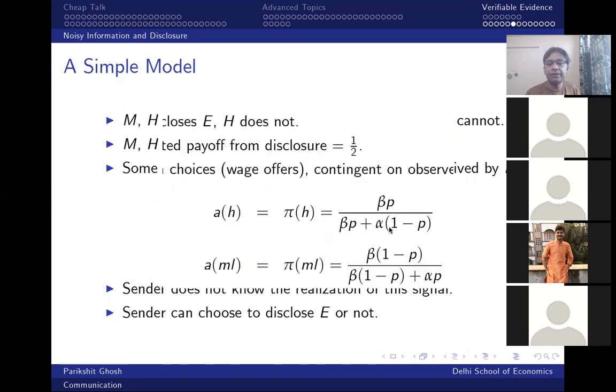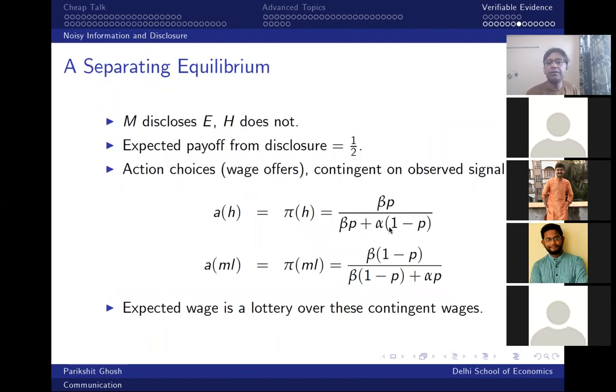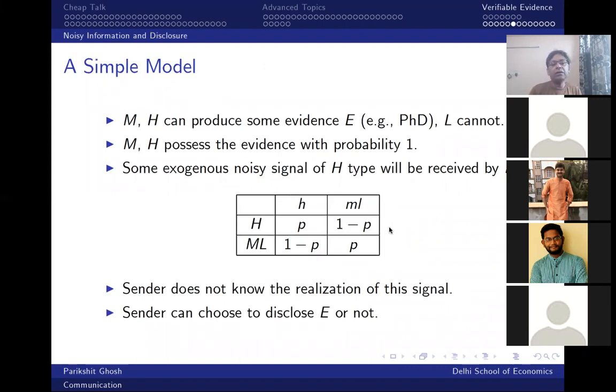Everything clear? Yes. Sir, why doesn't the sender know the realization of the signal? I think, of course, eventually the signal will come, right? What I meant to say, and it's awkwardly phrased, is that at the time when the sender decides whether to produce the evidence E or not, if he has it, at that time he doesn't know what this signal realization is. So this party the actor is attending is happening before the Oscars. On Oscar night, everybody will know who got the prize. So everybody will get to see the signal.